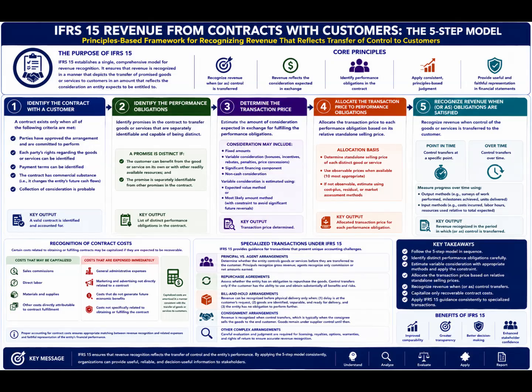Revenue is recognized when or as performance obligations are satisfied through the transfer of control of goods or services to customers. Control may transfer at a point in time or over time, depending on the nature of the obligation and contractual arrangement. For obligations satisfied over time, entities must measure progress toward completion using appropriate methods such as output methods or input methods. Output methods focus on direct measurement of value transferred, while input methods measure resources consumed or efforts expended relative to total expected inputs.